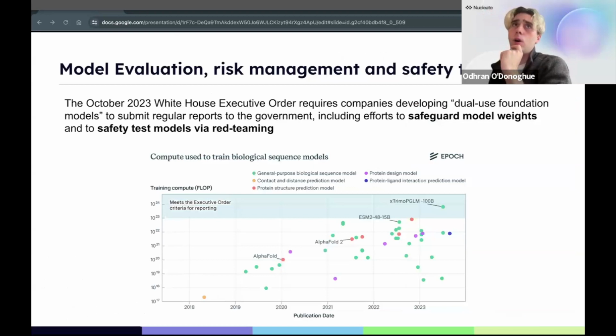So, on model evaluation, as I mentioned, there's currently an executive order to require all companies developing dual-use foundation models to submit regular reports to the government, including efforts to safeguard model weights and to safety test models via red teaming. This is a process where engineers will intentionally try to break models or discover security flaws or potential unexpected capabilities so that these risks can be mitigated.